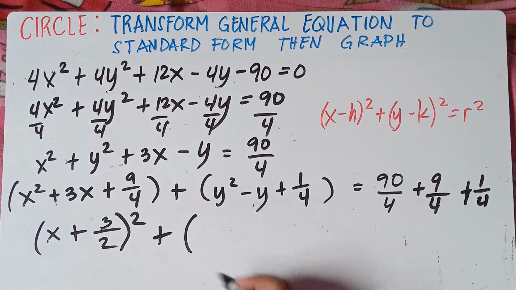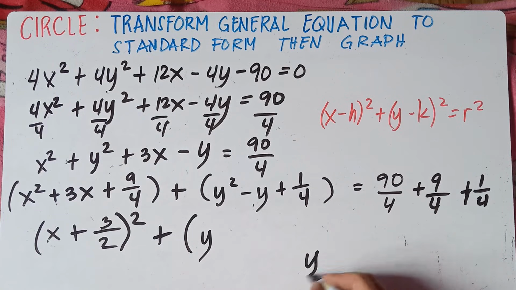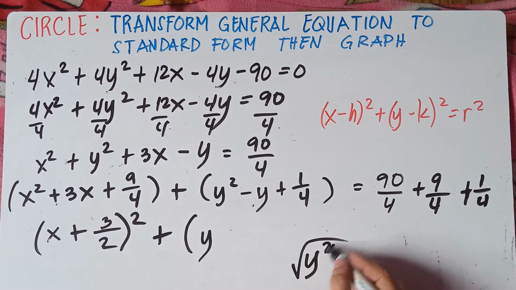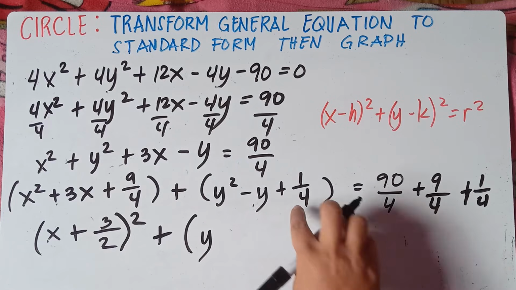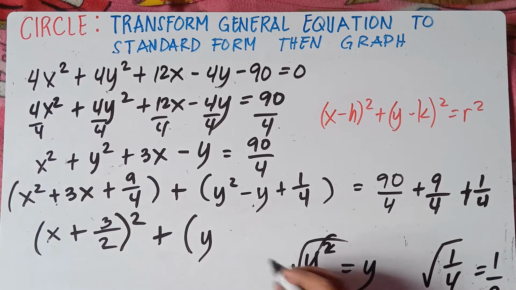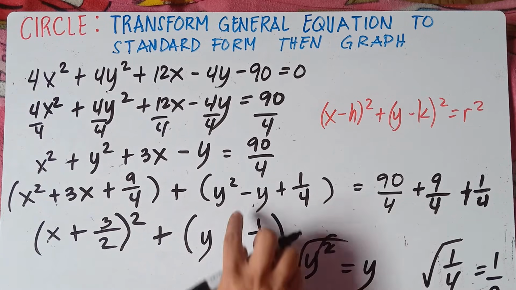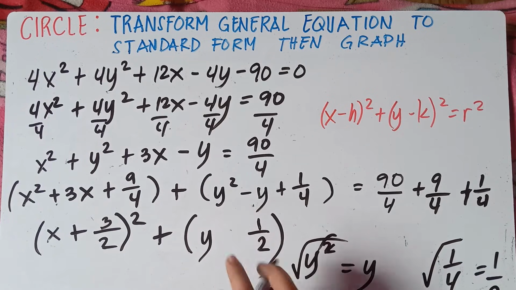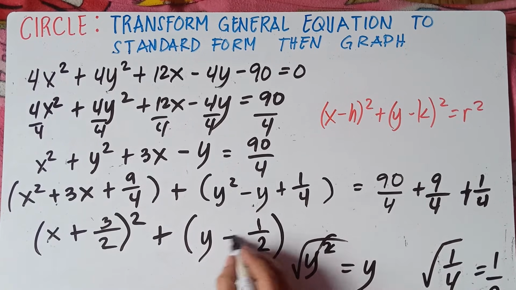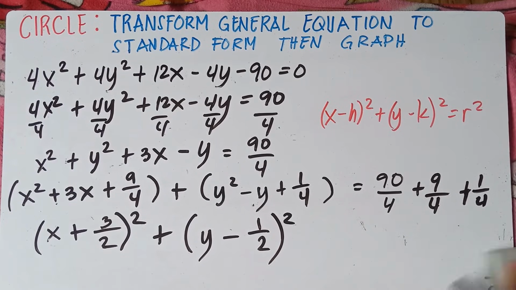Next is the square root of the first term, y squared. The square root of y squared is y, cancel. That's y. Then the square root of the last term, 1 over 4. The square root of 1 is 1. The square root of 4 is 2. So copy 1 over 2. Now, since this is negative, copy the sign, negative sign. Then squared.